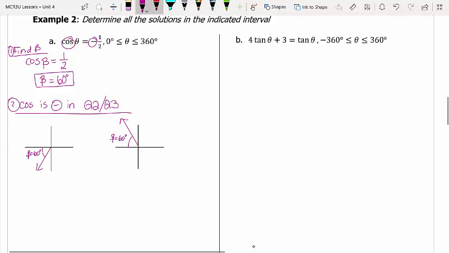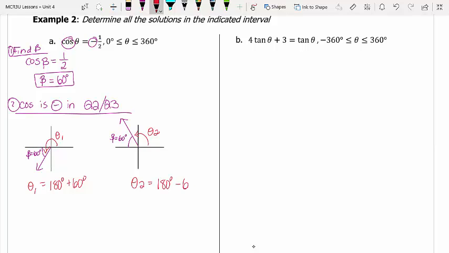Okay, so that means that our first value of theta is going to be 180 plus 60 degrees, and our second value of theta is going to be 180 minus 60 degrees. Okay, so theta 1 is going to be 240 degrees and theta 2 is going to be 120 degrees.